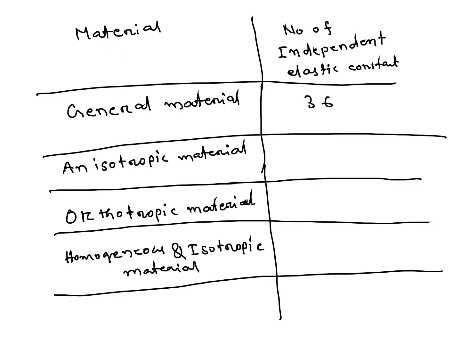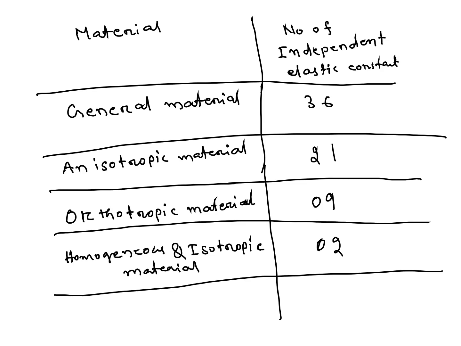Material and number of independent elastic constants required. In any material model, there is a linear relationship between 6 stress components and 6 strain components. So for a general material, 36, that is 6 into 6, elastic constants are required. And for anisotropic material, the number of independent elastic constants is 21. And for orthotropic material, the number of independent elastic constants is 9. And for homogeneous and isotropic material, it's 2.